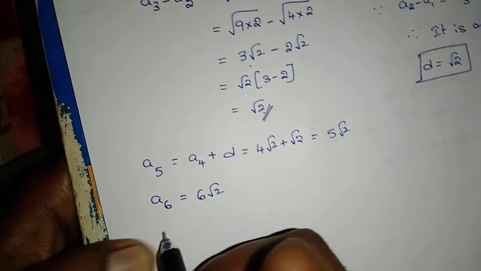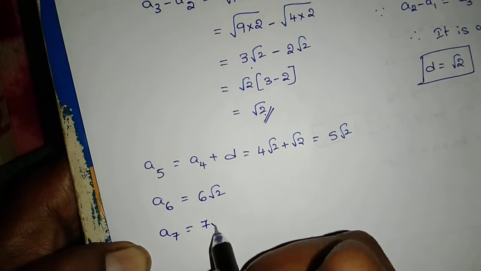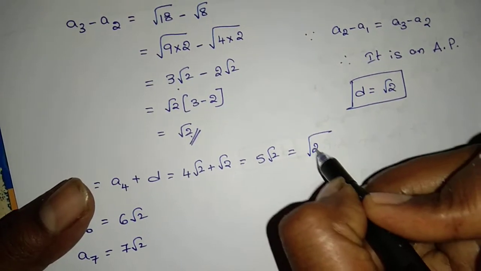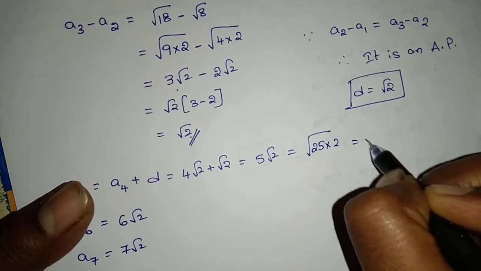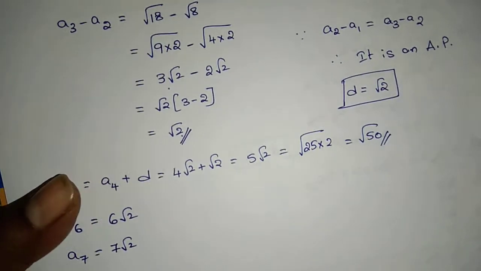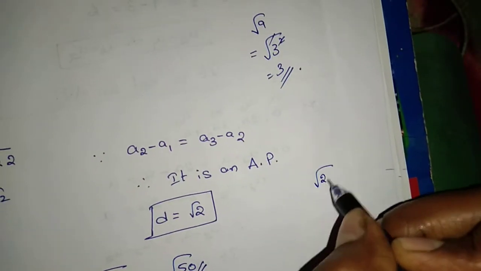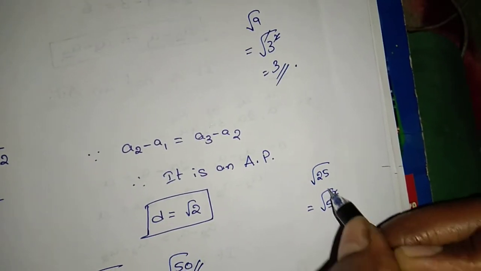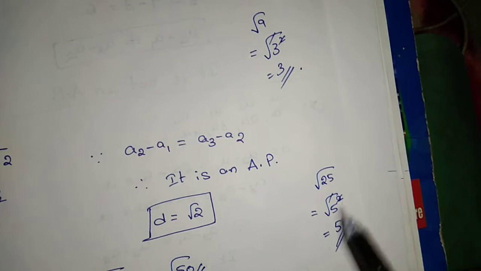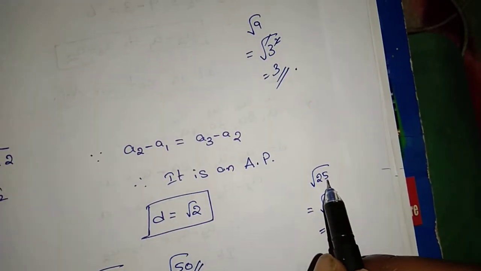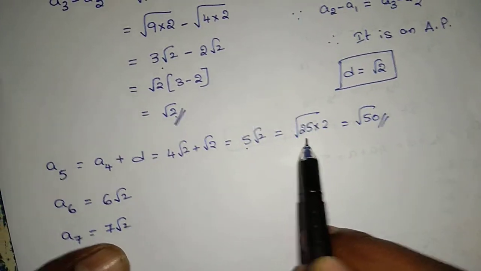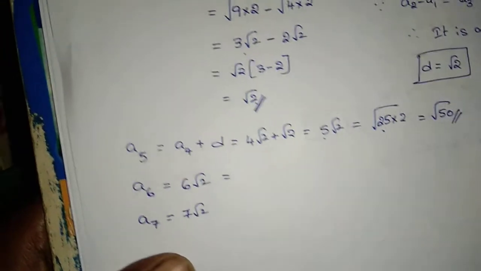In the same way, how much will I get for the a6 value? 6 root 2. And the a7 value? 7 root 2. Now 5 root 2: if I send 5 inside, 5 5s are 25 into 2. How much is this? Root 50. How did I get 25? Root 25 is 5 squared. The square root cancels the square. In the reverse way, in the place of 5, I write root 25, which means multiplication of the same number.